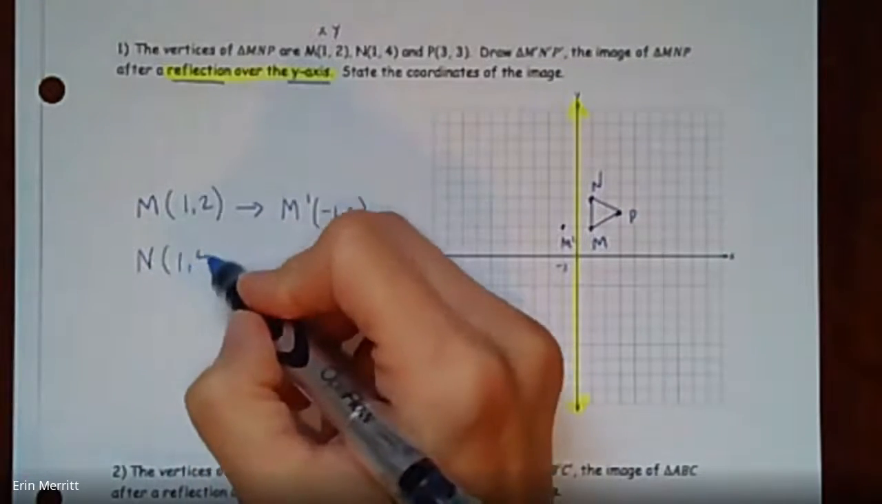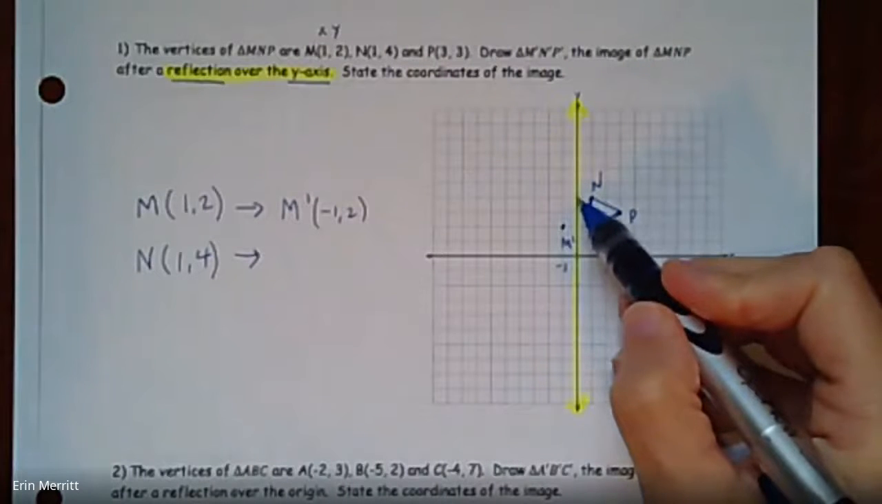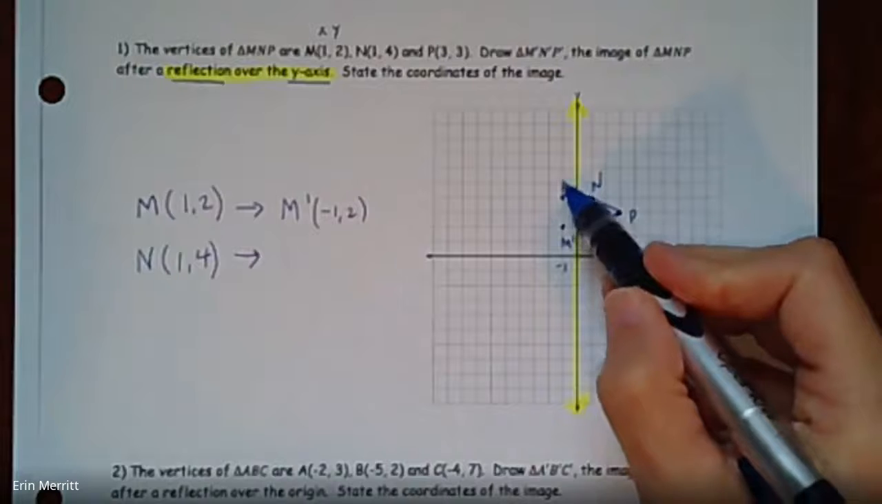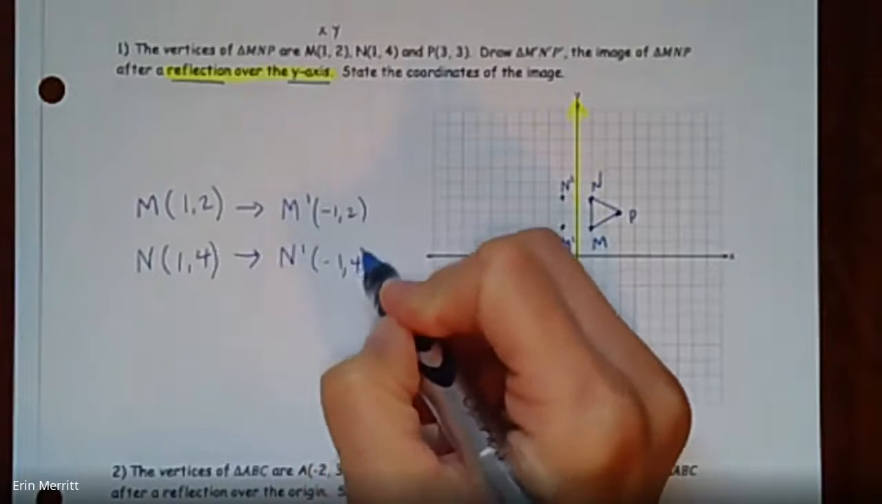So N is starting at the point (1, 4). Use the visual. If I go 1 unit to the line, I'm going to go 1 unit past. So here's N prime, which is the point (-1, 4).